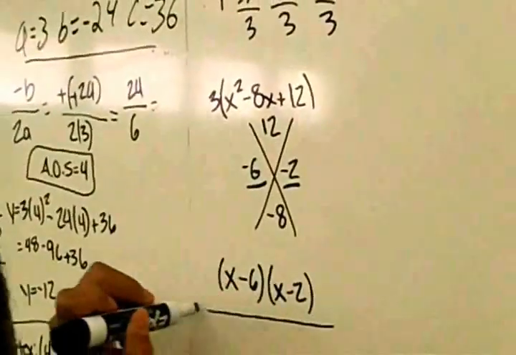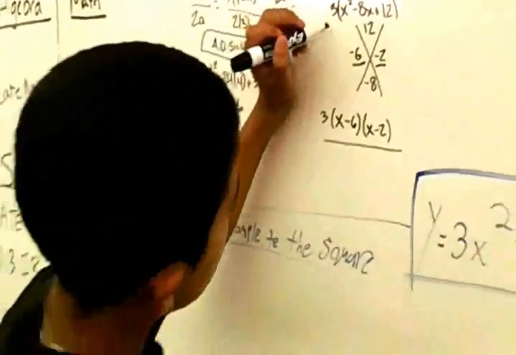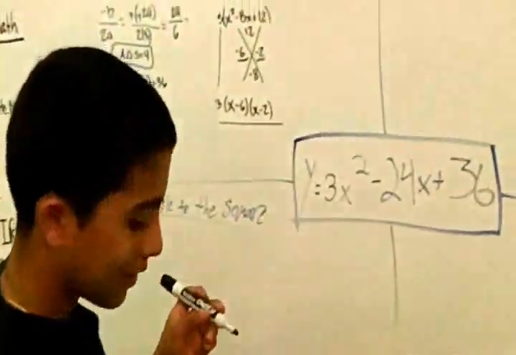So now you got to solve for our roots. Don't forget the 3. You got to bring down that 3. Hey. Adrian, stop.